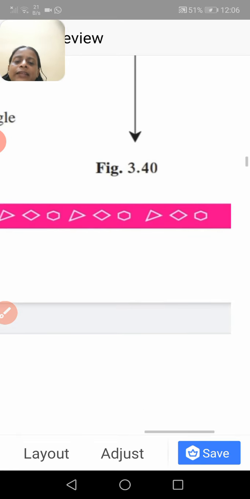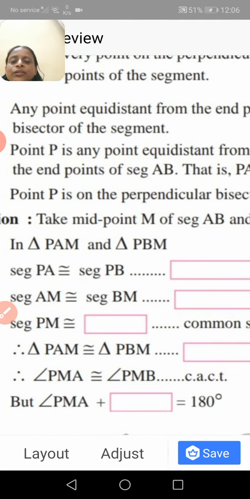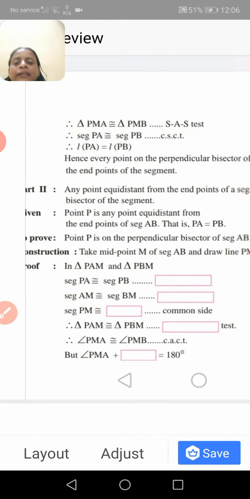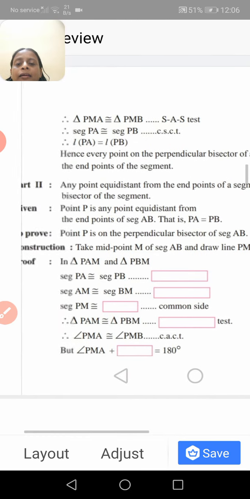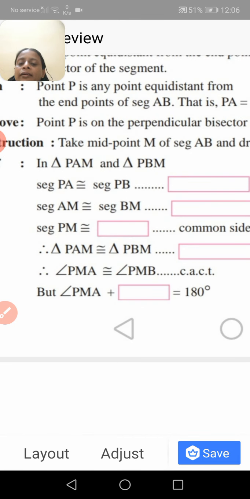The same concept is explained in the next parts also. So here, by seeing the figure and keeping the concept in your mind, you have to fill these blanks. The learned concept is there, you can fill these blanks by yourself.